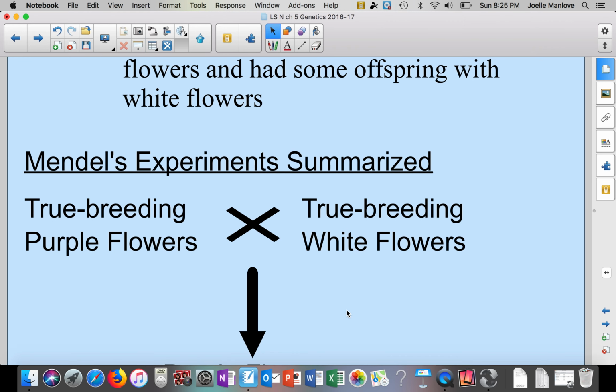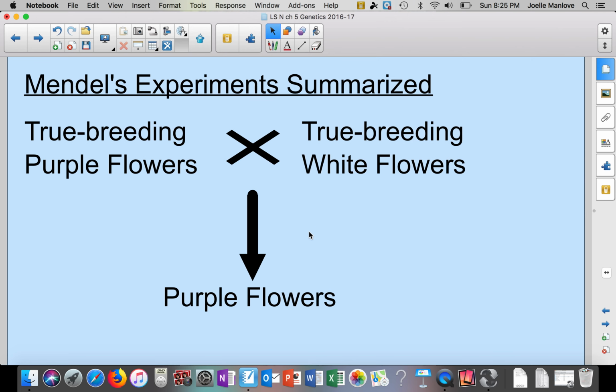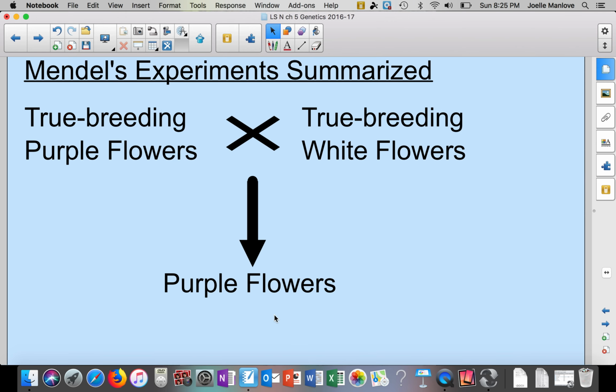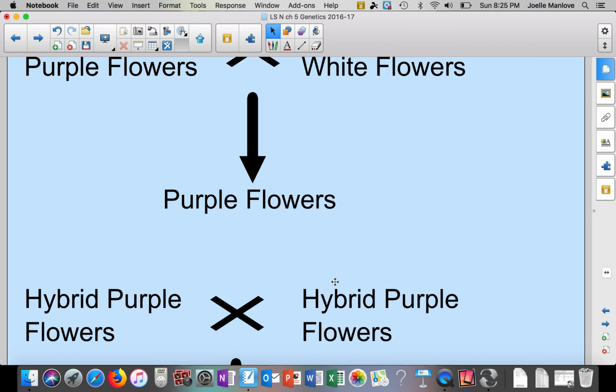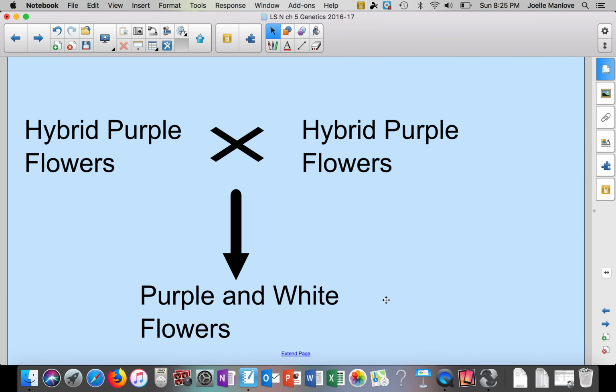So what happened? Okay, so he takes these true breeding purple flowers, crosses them with these true breeding white flowers. All of the offspring are purple. Then he takes these purple flowers, which are now called hybrids, right? He takes these hybrid purple flowers and lets them self-pollinate. So purple, purple, and ends up with offspring that are both purple and white.